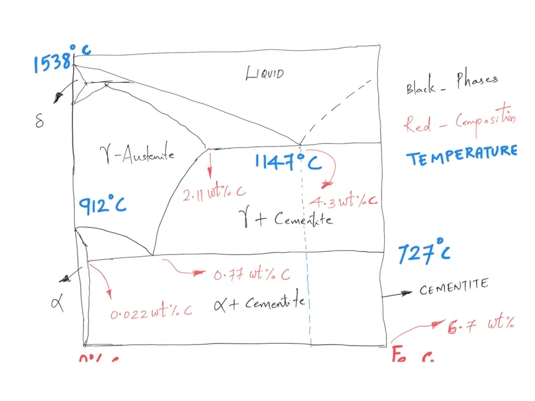In this particular phase diagram, we discussed four different phases: the alpha phase, the gamma austenite phase, then we talked about the delta ferrite phase, and then the cementite phase. So let's bring together whatever I've discussed in the last video, point by point.